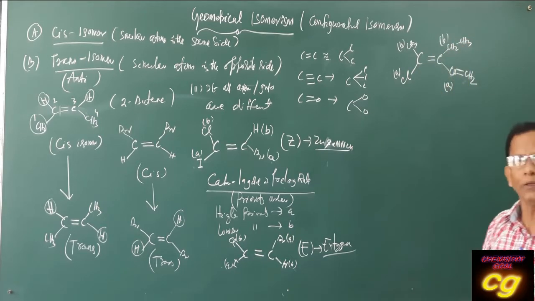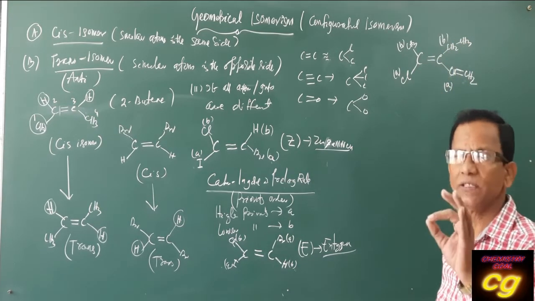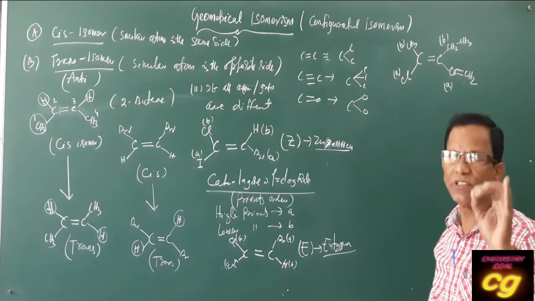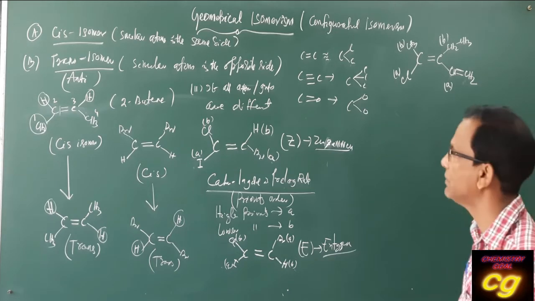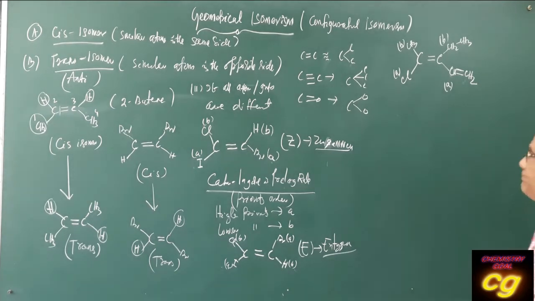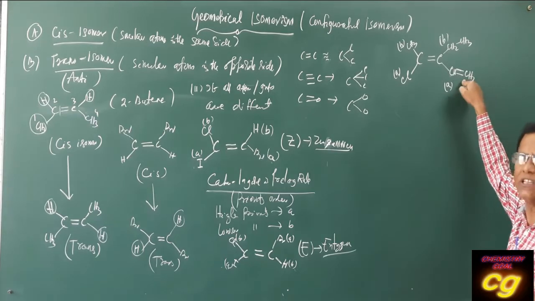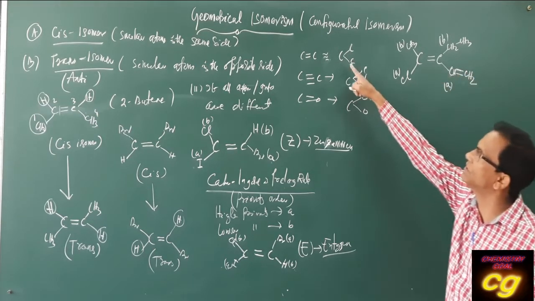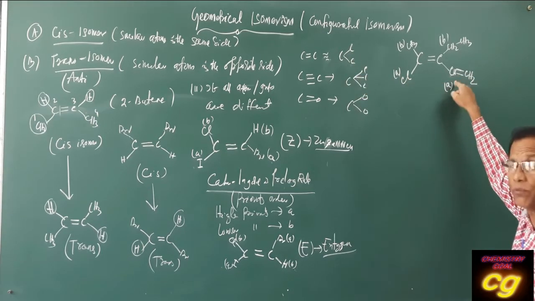So you have to think like this. If a double bond is there, then the same atom will be repeated. That means similar types of bonds are there. So C double bond C means C single bond C and C single bond C. That means 2C attached to C, you have to consider.